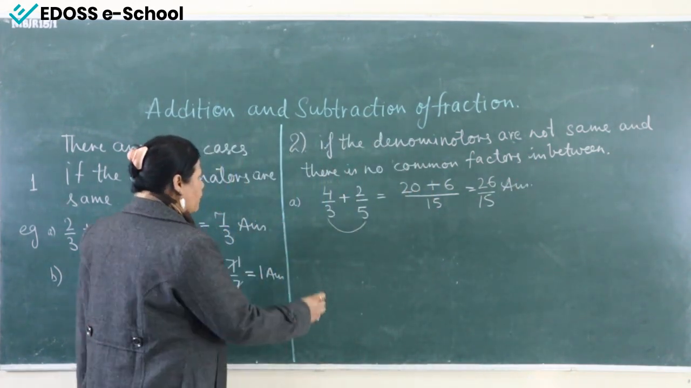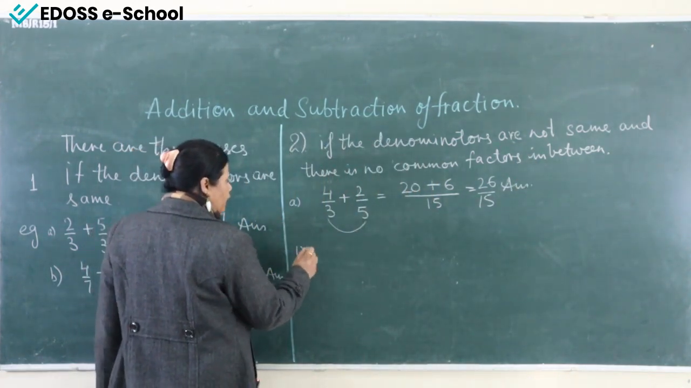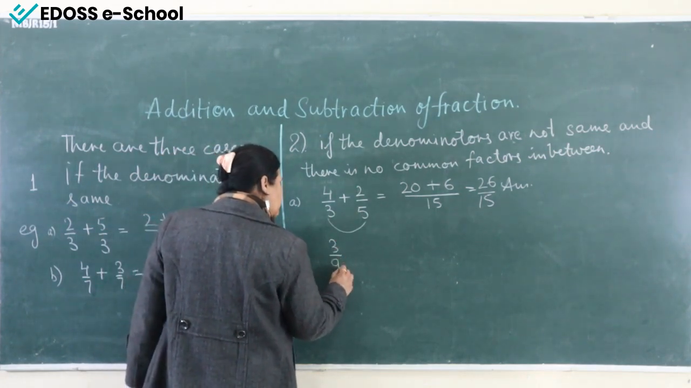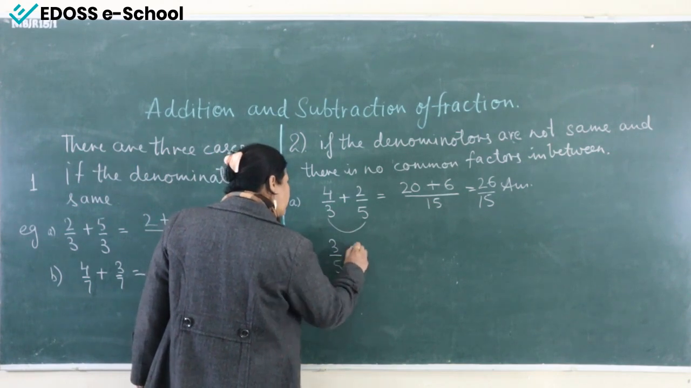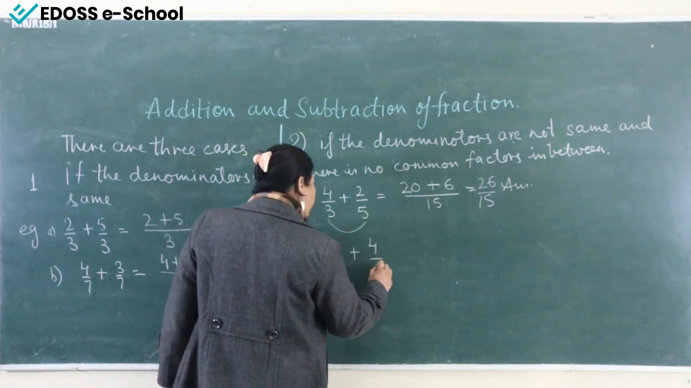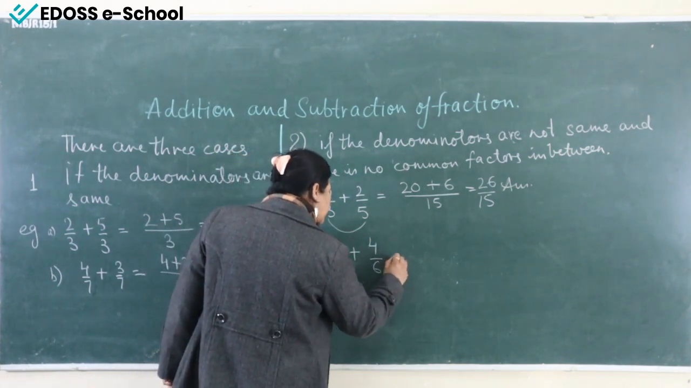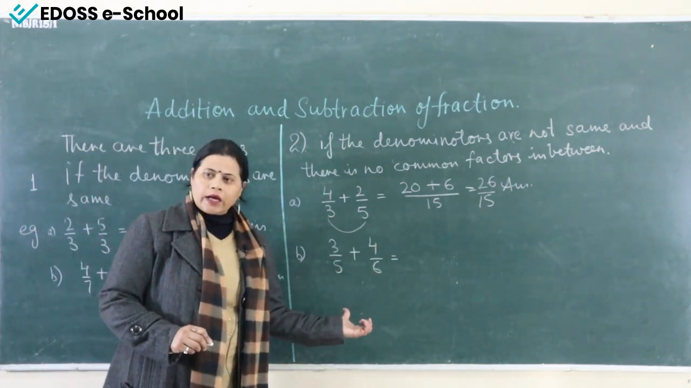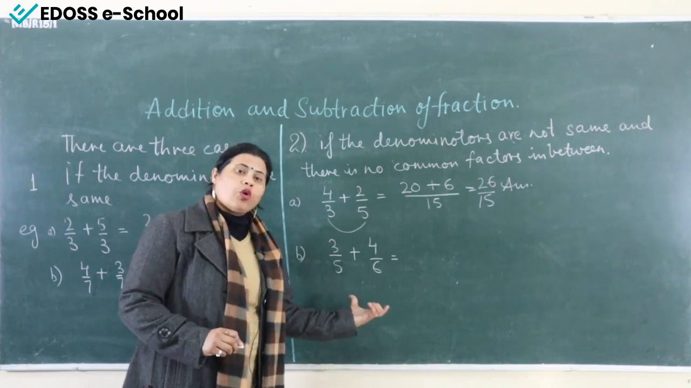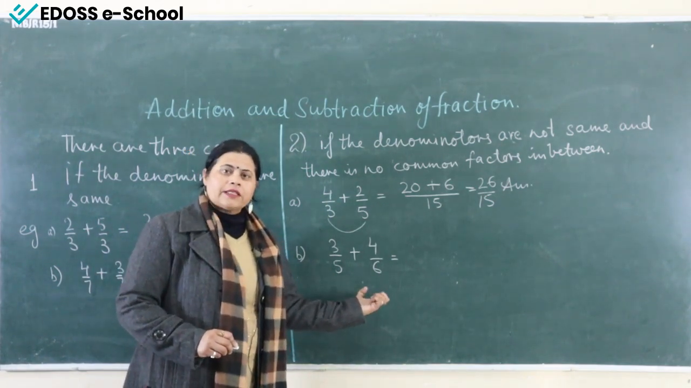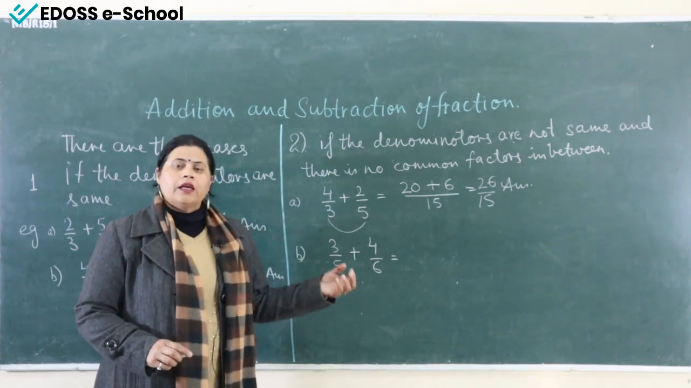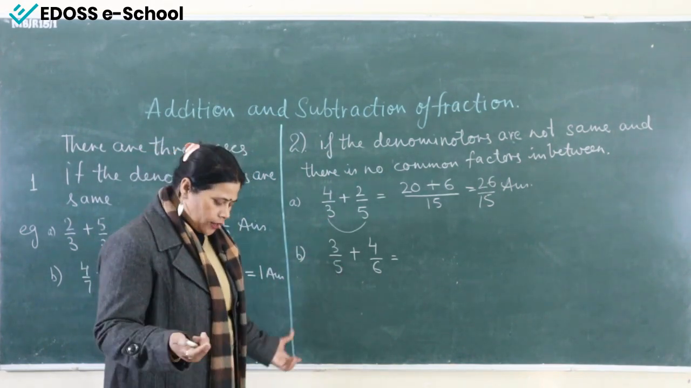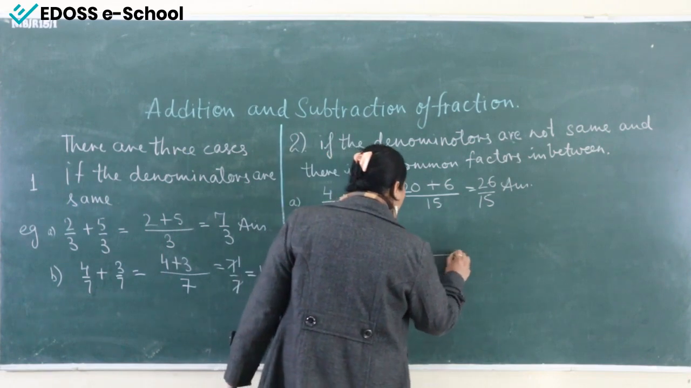Now take another example of that, B part. Again I will take one more example, 3 upon 5 plus 4 upon 6. Now here it is again. See, 5 and 6 both are the denominators and there is no common factor in between. No table is there in which have 5 or 6. So again what you will do, it's very simple calculation here.